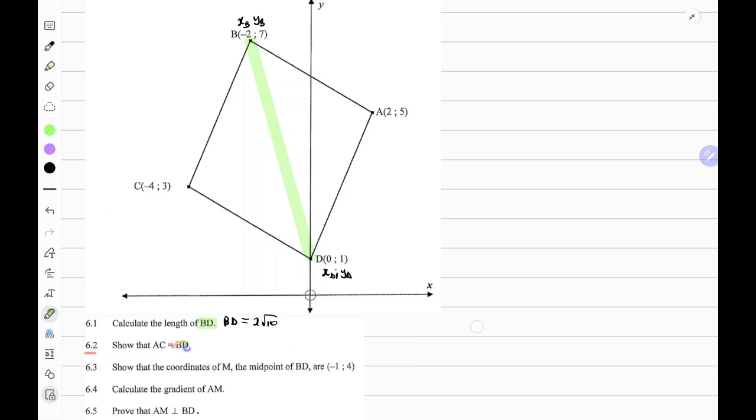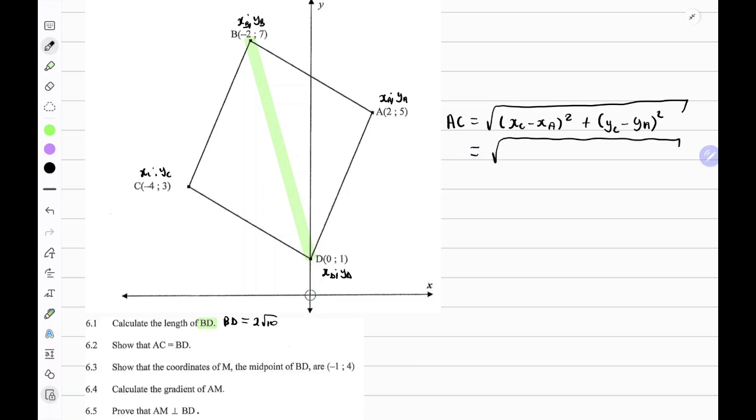So the next question says show that AC is equals to BD. So they want us to show that these two lines are equal in length. So already we have the length of BD to be 2 root 10. So we just need to calculate the length of AC using the distance formula. So once again we can apply the distance formula. We can say the length of AC is equals to square root of XC minus XA the whole squared plus YC minus YA the whole squared. So now we can just substitute.